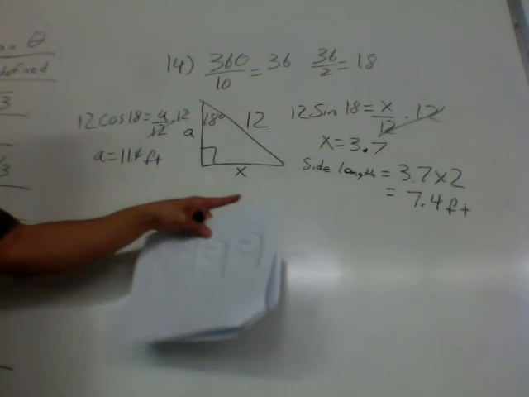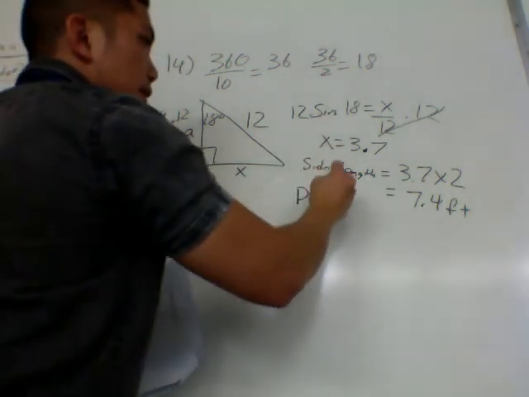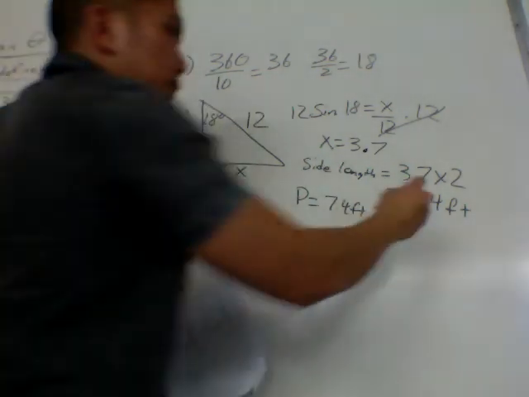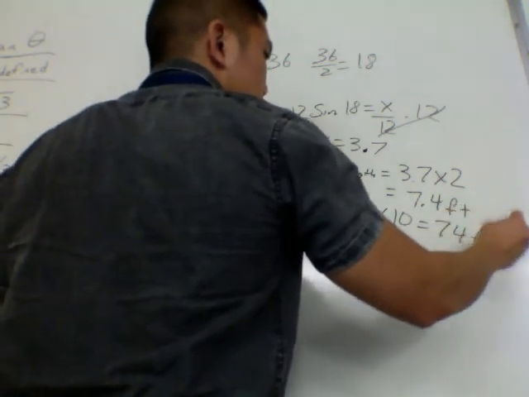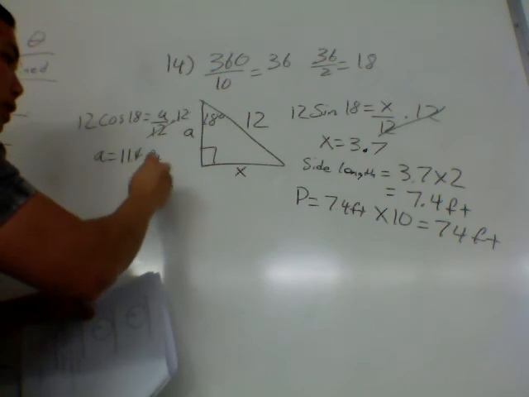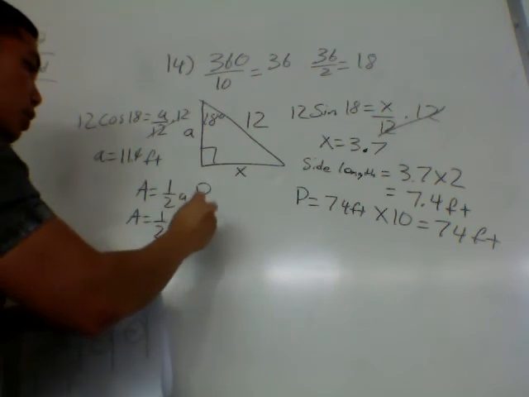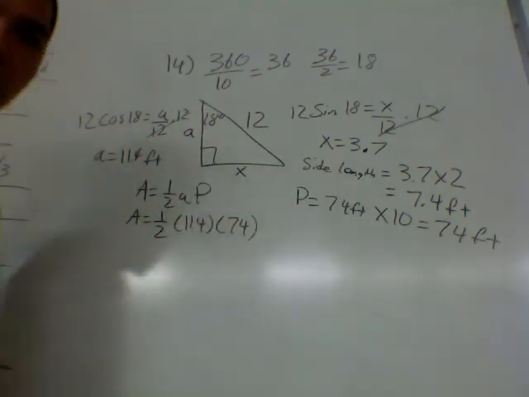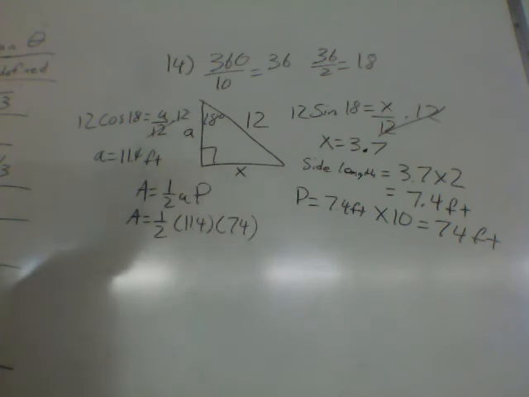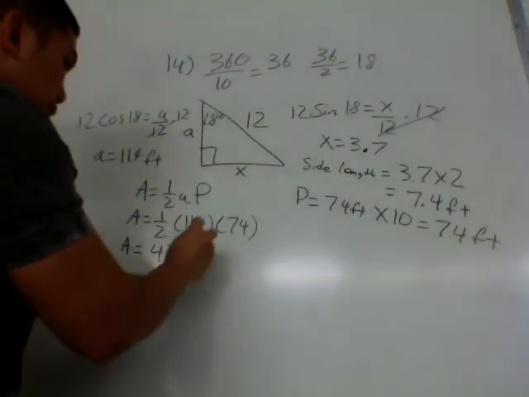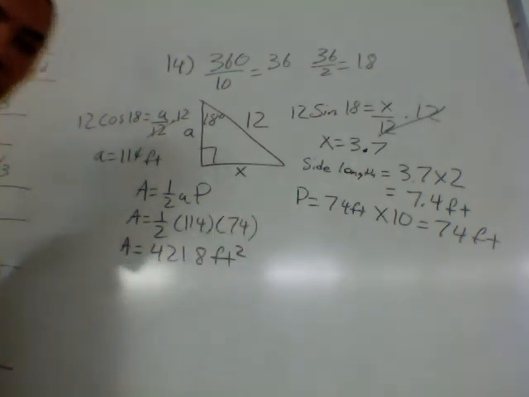Okay. Now you have to find the perimeter. I take this side length and I multiply it by 10 sides since it's a decagon. So my perimeter is 74 feet. So now I can plug everything into the formula. Area is equal to 1/2 A times P. A is 11.4. The perimeter is 74. So if I multiply that out, I get the area is equal to 421.8 feet squared.